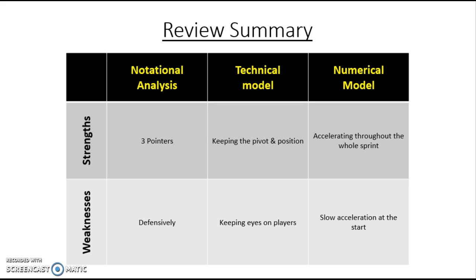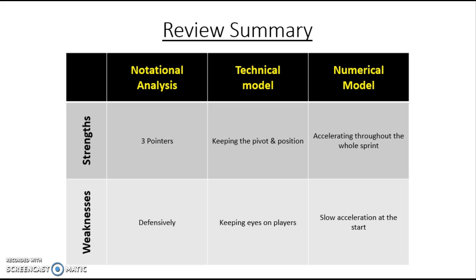In the technical model, Ewan was successful at keeping the pivot and his position when boxing out in basketball. This was good as it stopped the opposition player from being able to get to the ball. However, Ewan did not keep his eyes on the player, which could have made him lose his man and allow the player easy access to the ball.